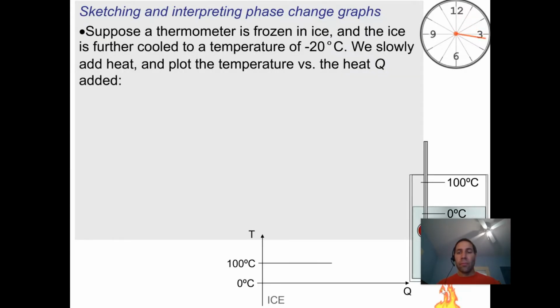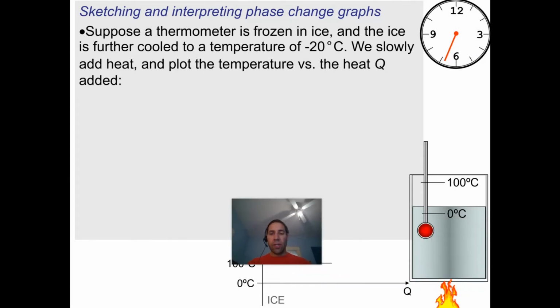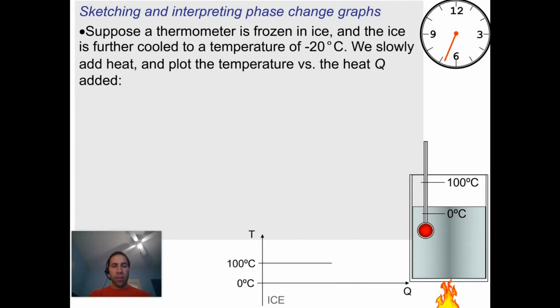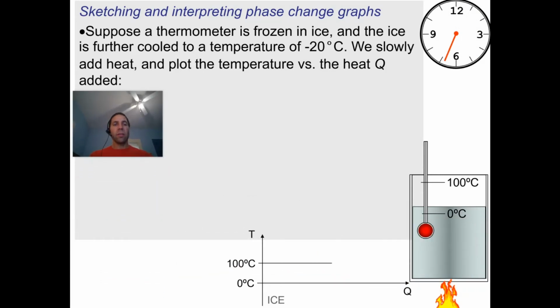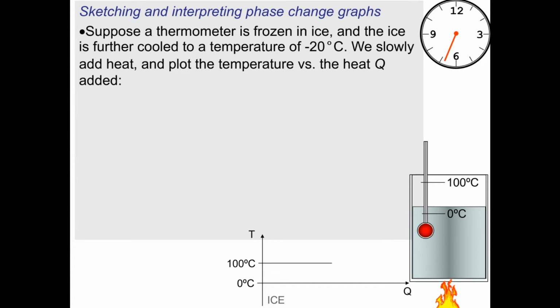So here we go. Let's suppose we have a thermometer and it's frozen in ice, okay? And the ice is cooled to a temperature of -20, okay? And then we slowly add heat to that block of ice. You can see on the bottom we're plotting temperature versus heat added. So let's see what happens here.